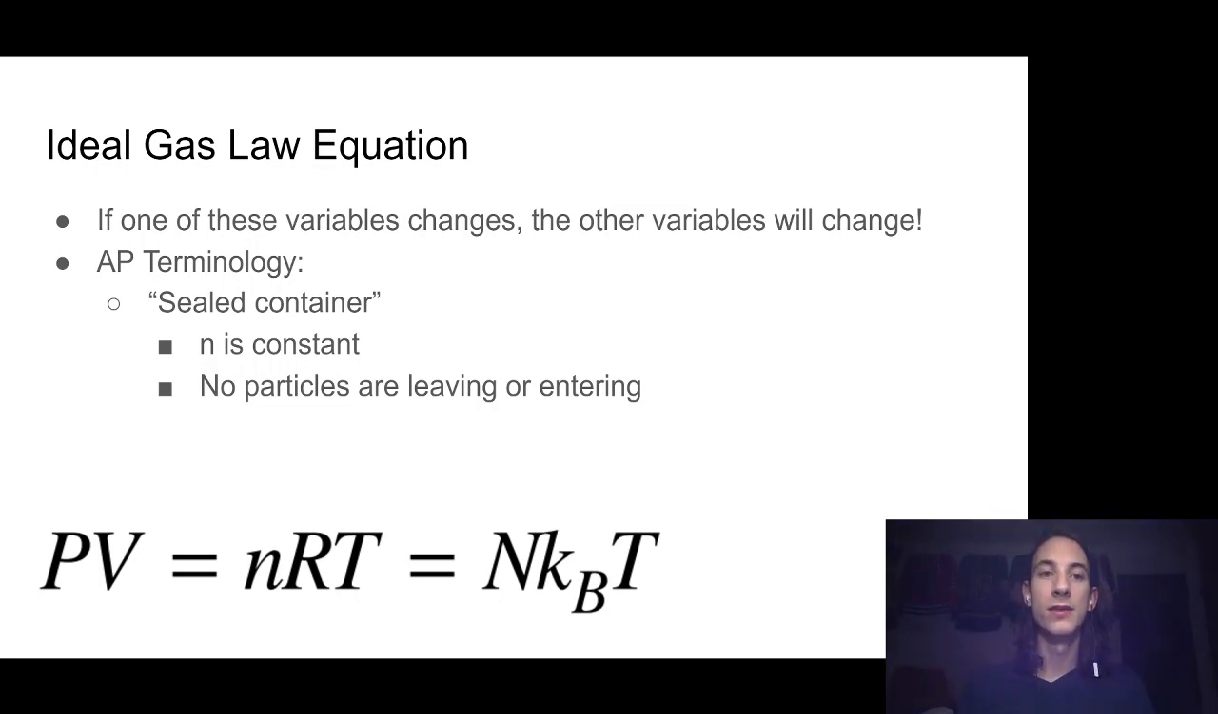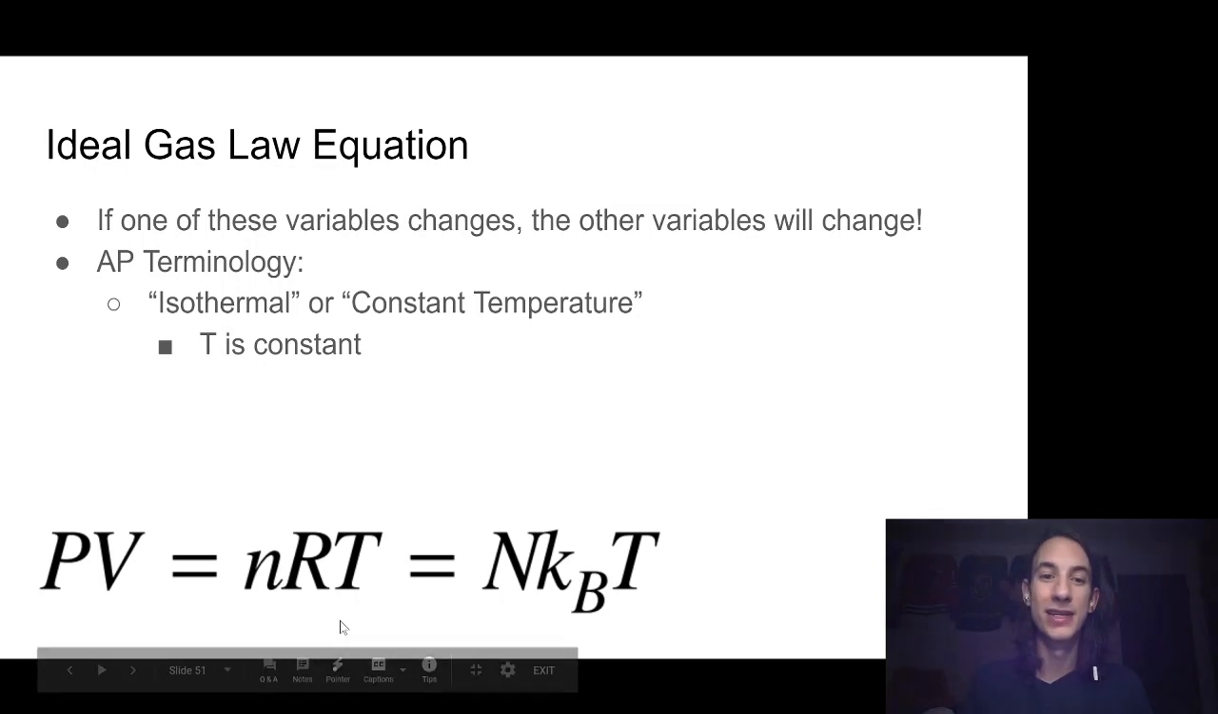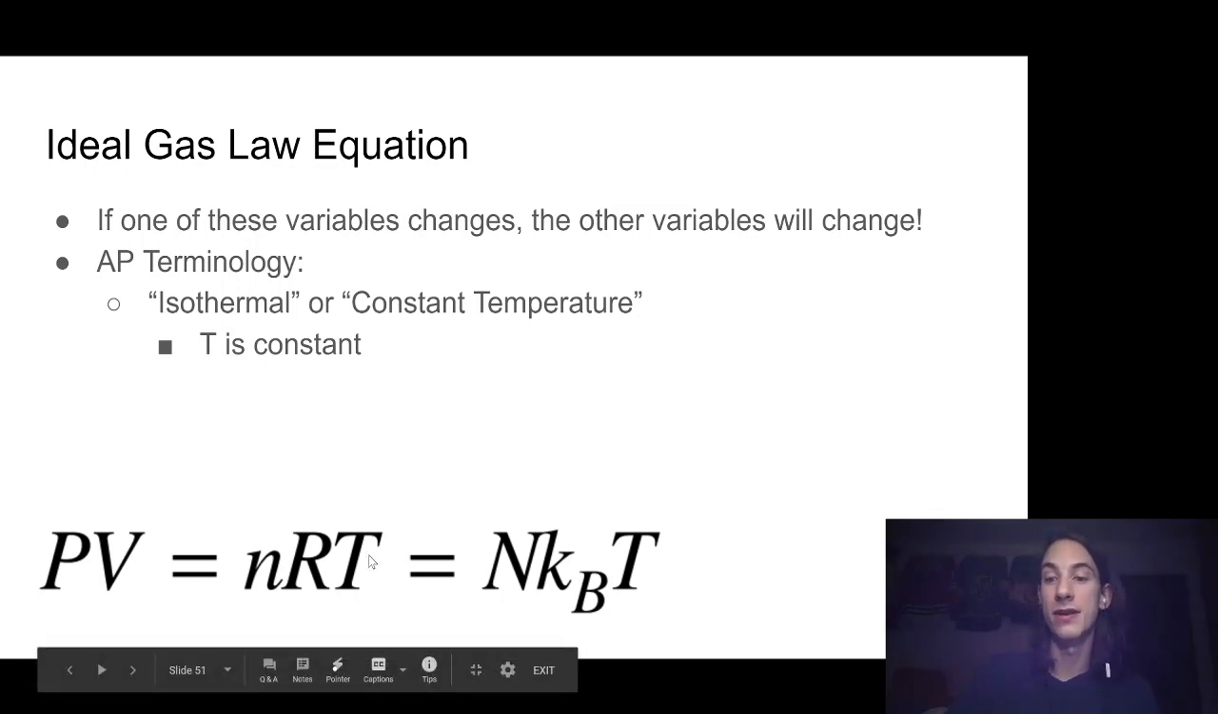So AP is going to use some certain terminology. If they say the term sealed container, that tells us that n is constant. The number of moles is constant. It's sealed. The particles are not leaving or entering our container. That's just their terminology. If they say something is isothermal or constant temperature, that means that in this equation, T is going to be constant. Our temperature is not going to be changing.